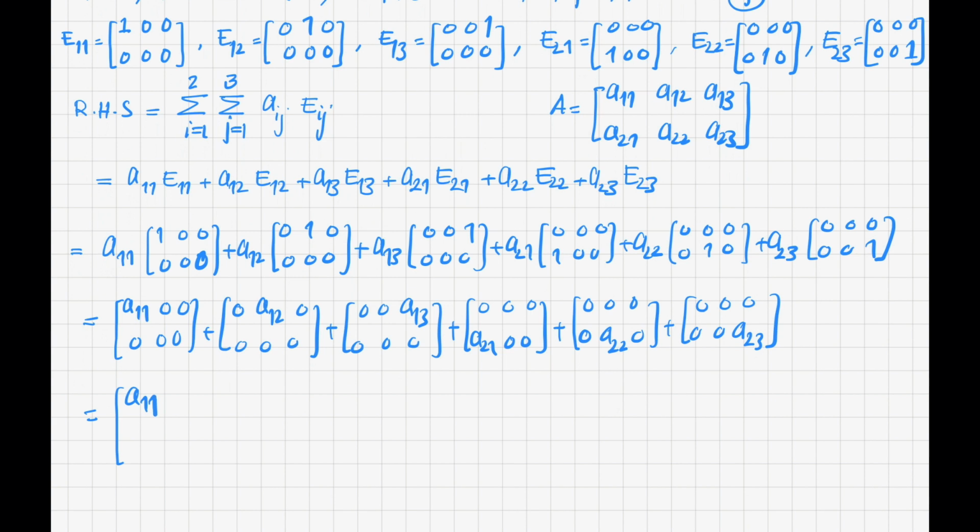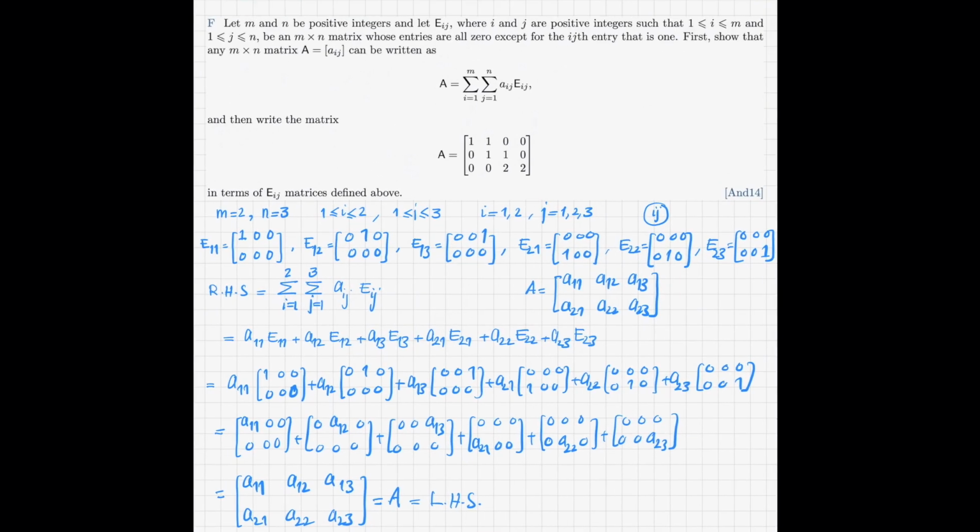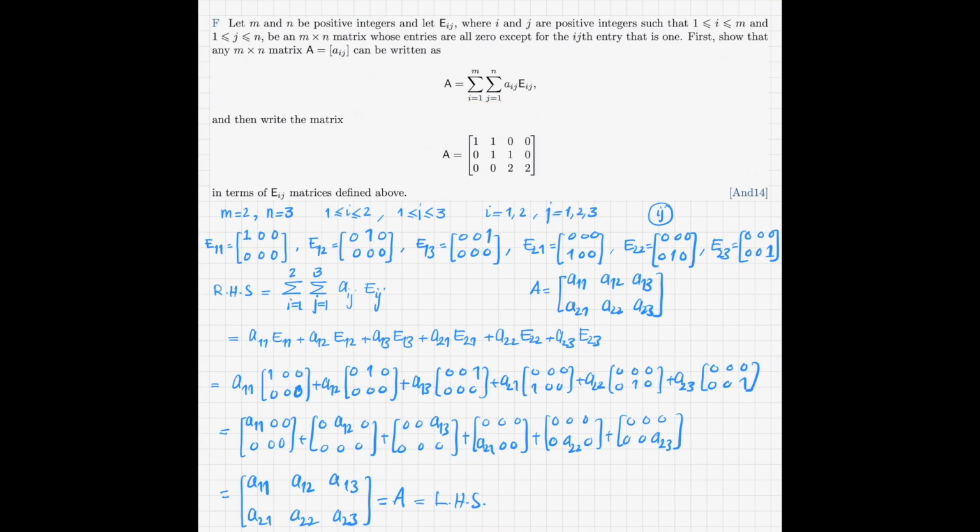Okay, let us concentrate on the second entry. This one, this one, this one, this one, this one, and that one. So you see again, only one of them is non-zero, so it becomes a12, and then you can convince yourself that the other entries are exactly these entries of the matrix. And then what is this? This is exactly the matrix itself. So it becomes matrix A, and this is equal to the left-hand side. So that is the proof for this in one particular case where I have chosen m equal to 2 and n equal to 3.